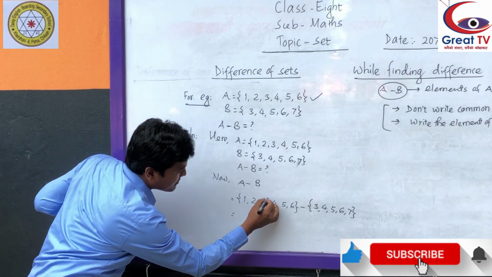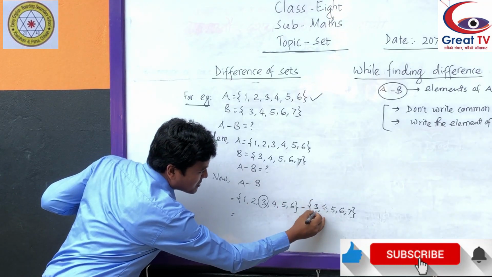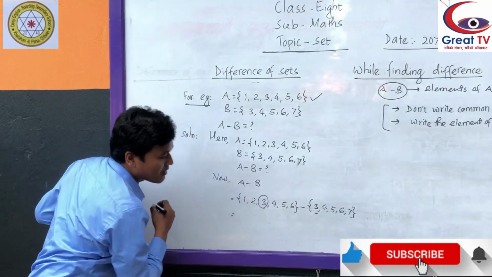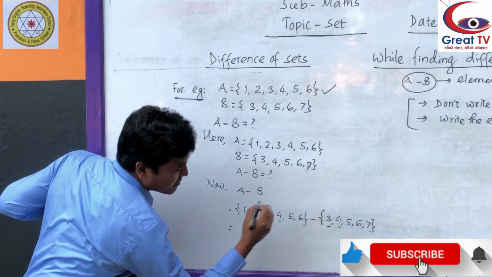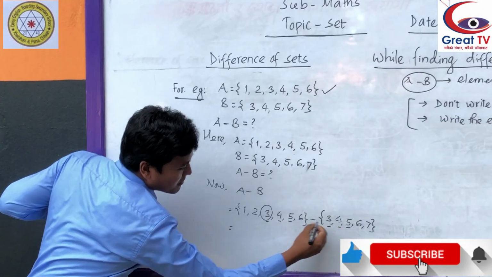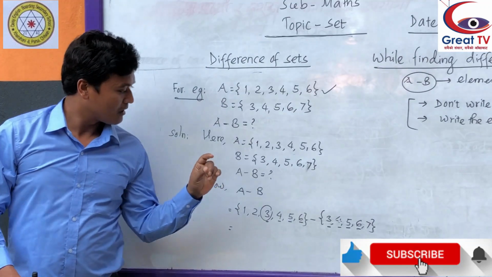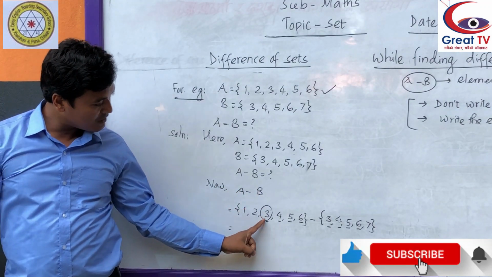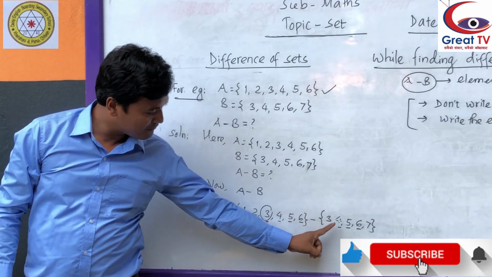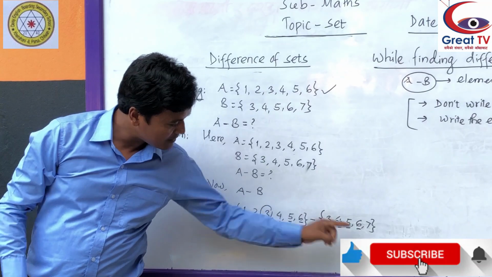If you can see the element 3, 3 is the element of set B also. So we can say 3 is the common element. Then similarly 4 is also a common element. 5 is also a common element. 6 is also a common element. So while finding difference, I mean A difference B, don't write the common elements of A and B. Here 3 common element, 4 common element, 5 next common element, 6 next common element.